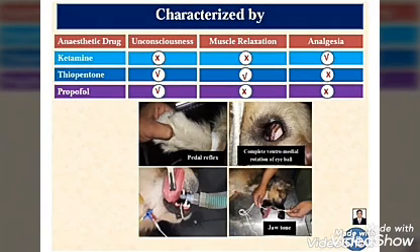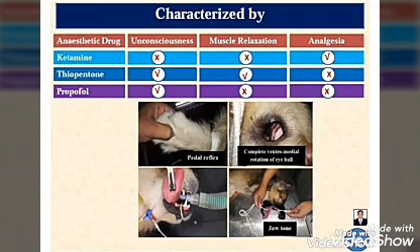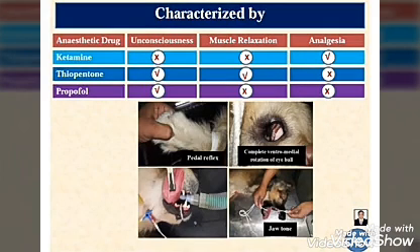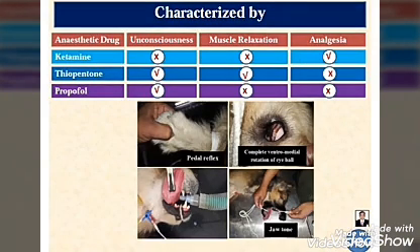For example, ketamine produces no unconsciousness and no muscle relaxation. Thiopentone produces only unconsciousness and muscle relaxation but no analgesia. And propofol produces unconsciousness but no muscle relaxation and no analgesic property. No single agent produces all these characteristics. So how do we produce all these characteristics? With the help of balanced anesthesia.